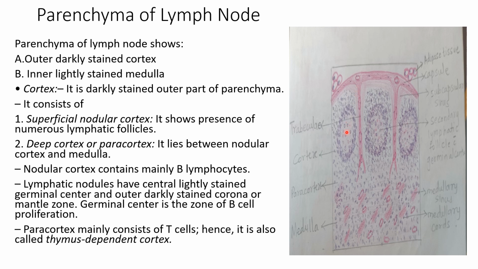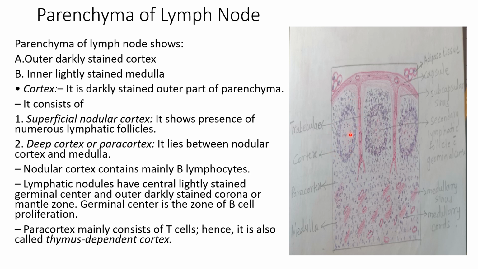Now we will study the parenchyma of the lymph node. The outer darkly stained area of the lymph node, from this point up to this, is the cortex. The inner lightly stained area, this much, is the medulla. So this is lightly stained. Again, the cortex is divided into two areas. The superficial nodular cortex shows the presence of lymphatic follicles in it. So this is the superficial nodular cortex, which has lymphatic follicles.